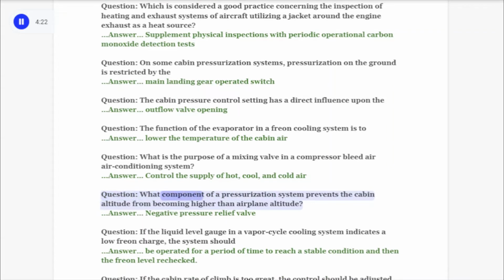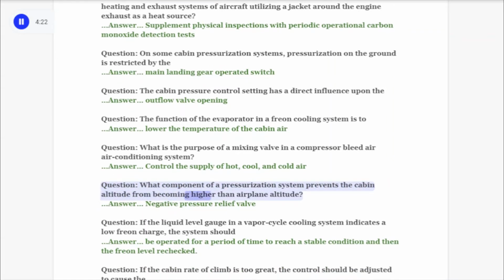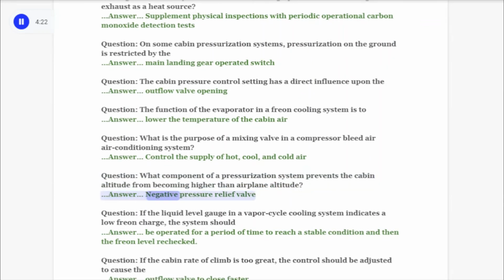Question: What component of a pressurization system prevents the cabin altitude from becoming higher than airplane altitude? Answer: Negative pressure relief valve.